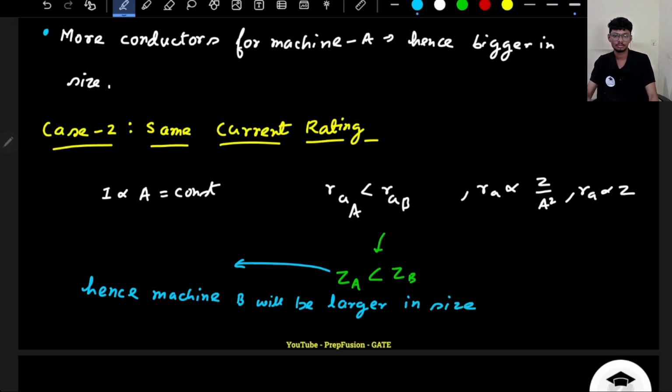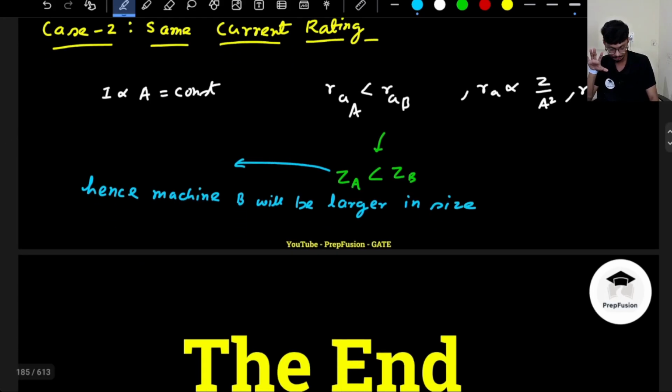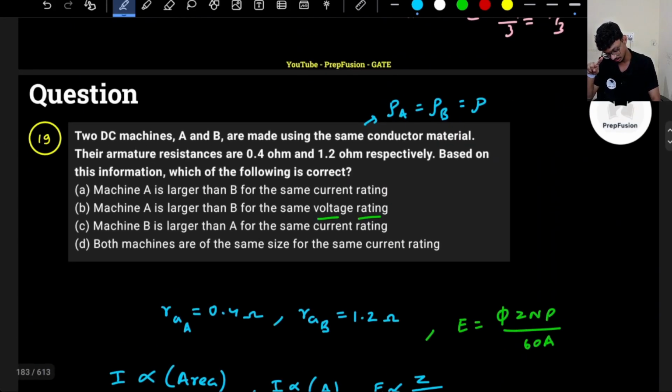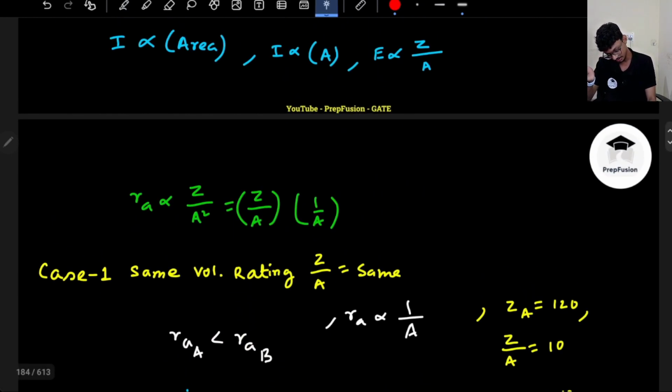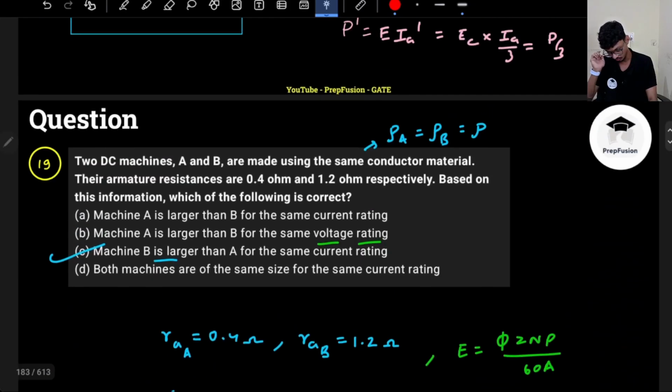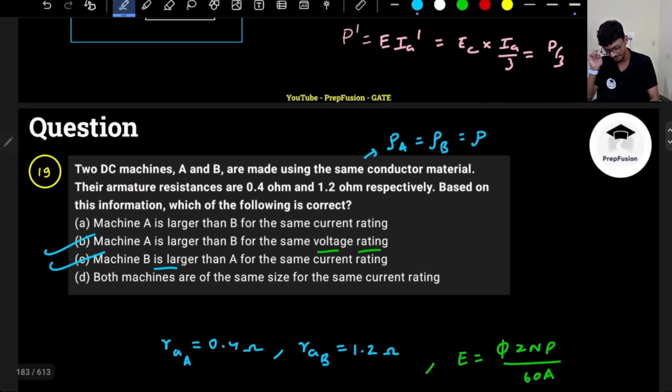Okay, so that was the solution for this particular question. So if current ratings are the same, machine B will be larger in size. Machine B will be larger for the same current rating. So option C is correct here. And if voltage rating is the same, then machine A will be larger, right? Machine A has more conductors, so machine A will be larger for the same voltage rating. So options B and C are the correct answers for this particular question.